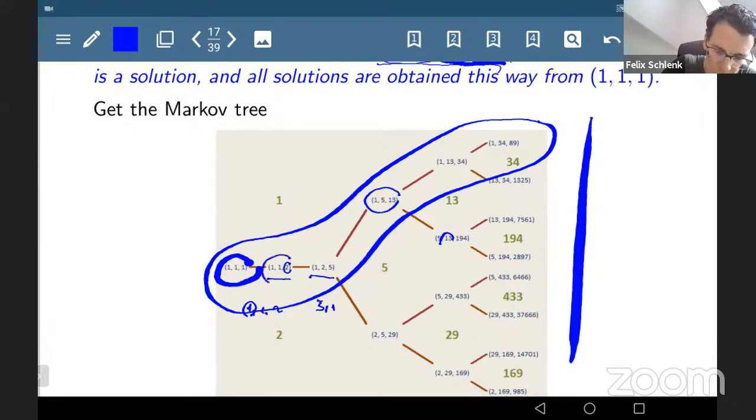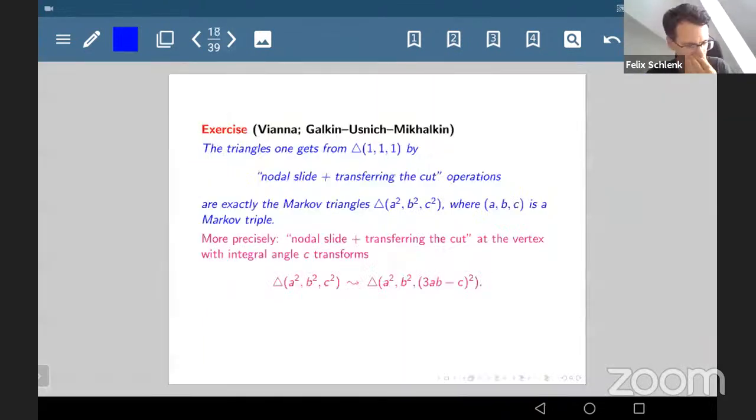You see, the 1, 1, 2 squared is this guy. If I now mutate it, I would get the 1, 4, 25. These are the weights in the corners. They are the squares of these Markov numbers. And this was observed independently by Galkin and Usnich and Galkin and Mikhalkin before Vianna, but then Vianna wrote faster and did it also a bit differently. Mikhalkin and Galkin used toric degenerations, more from algebraic geometry, and Vianna did it a bit more symplectically.